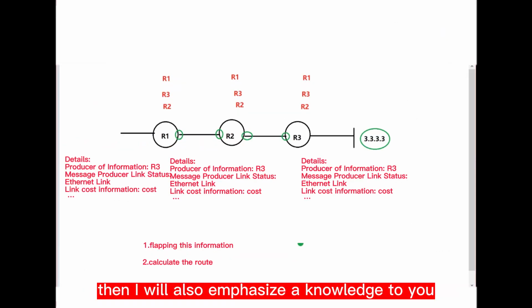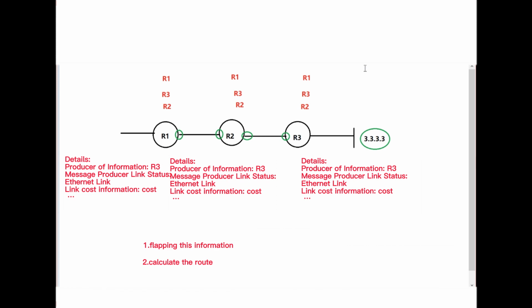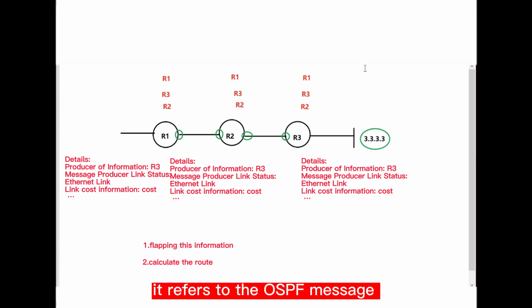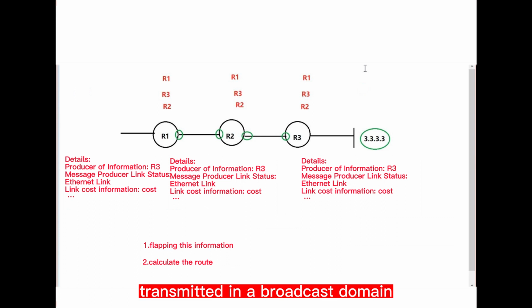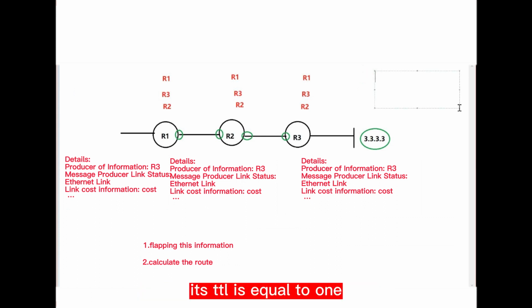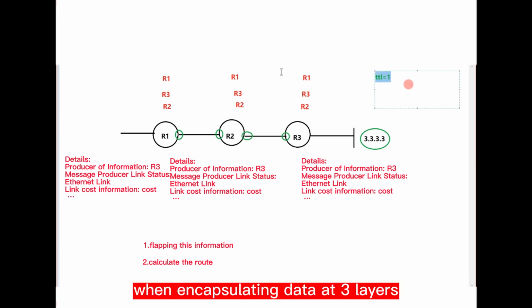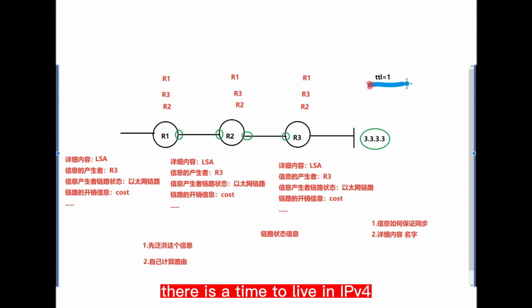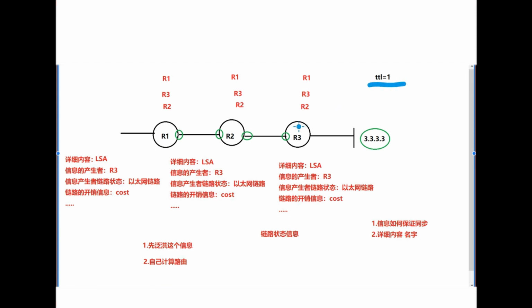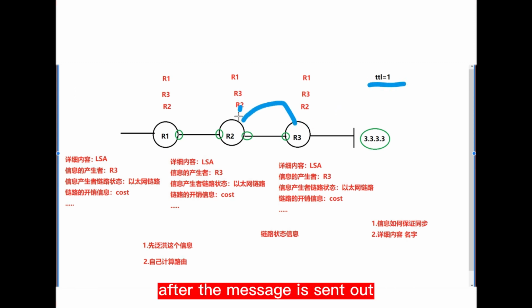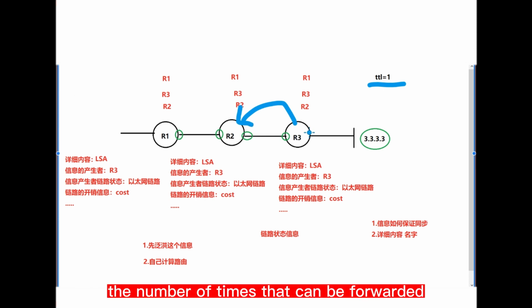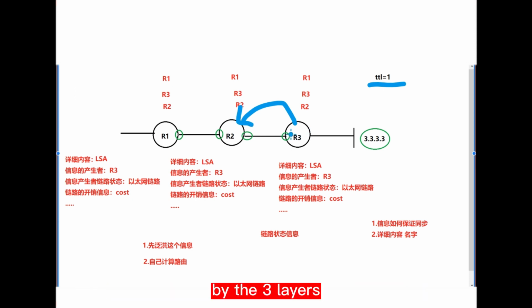Then I will also emphasize a piece of knowledge to you. For OSPF packets, it refers to the OSPF message transmitted in a broadcast domain. It has a feature. Its TTL is equal to 1. When encapsulating data at layer 3, there is a time to live in IPv4. After the message is sent out, it is the number of times that can be forwarded by the layer 3 devices.